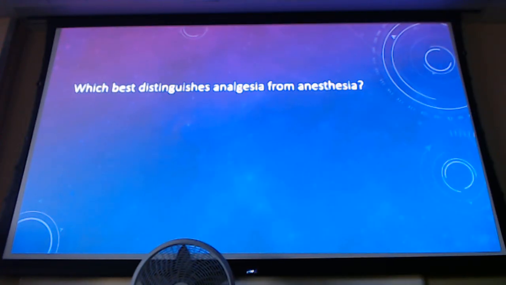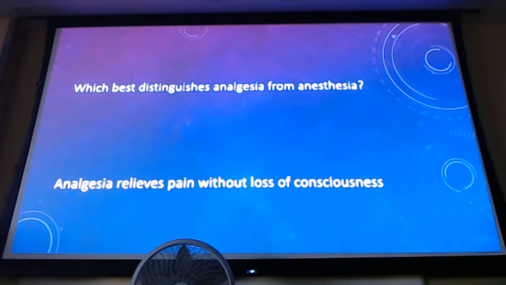All right. What best distinguishes analgesia versus anesthesia? Levels of consciousness. Consciousness has to do with it, but what about consciousness? Anesthesia knocks you out, analgesia just numbs the pain. Yes. So analgesia just relieves pain, does not knock you out. Anesthesia, you should have loss of consciousness.